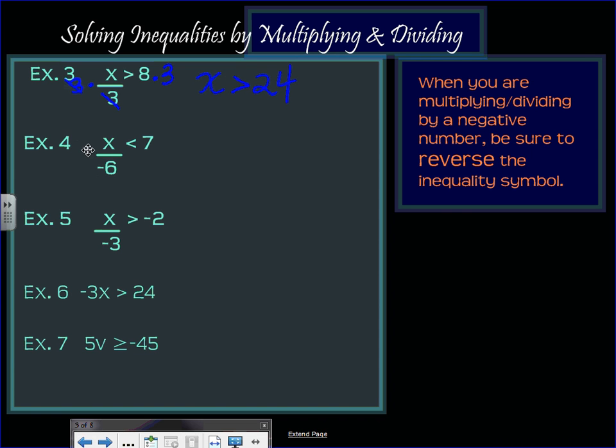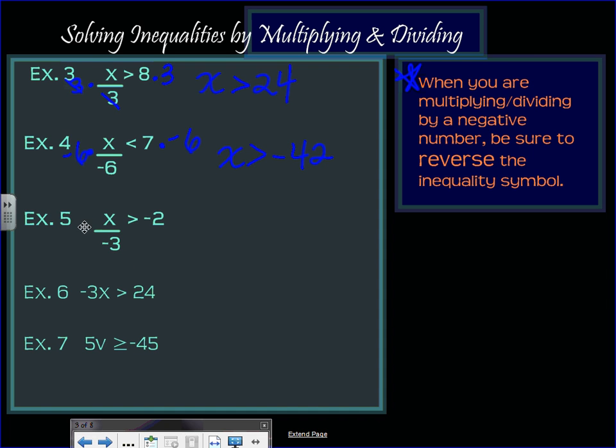Example 4. Multiply by a negative 6. When I do that, guys, the important thing that you got to note here is when you are multiplying or dividing by a negative number, you have to be sure to reverse the inequality symbol as well, okay? So since I multiplied by a negative 6, I should end up with, let's see, negative 42 on this side. And since it was less than, I have to reverse it to be greater than.